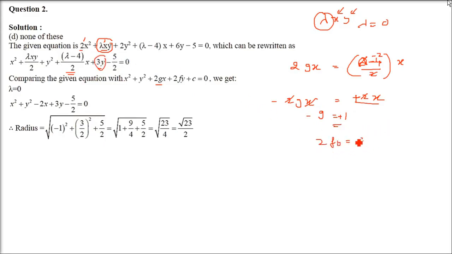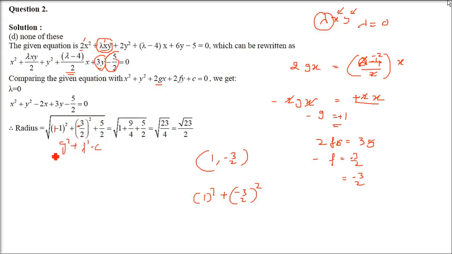So 2fy I can compare with the 3y actually. We have divided it by 2. So you get 1 and minus 3 by 2, and 1 minus 3 by 2 is center, but you don't need to do it. Why? Because in this radius equation we have radius is under root g square plus f square minus c. So you don't need minus g and minus f. Ultimately minus g and minus f, they are going to be squared. They are finally going to be squared only.